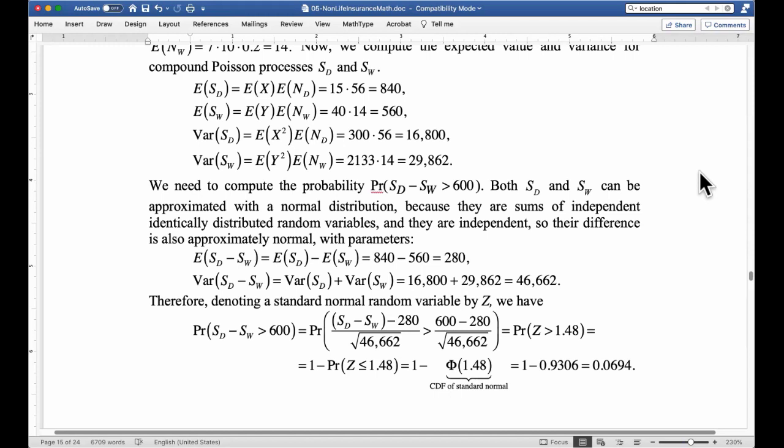And this becomes the probability that Z is more than 1.48, which is 1 minus the probability that Z is less than or equal to 1.48. So 1 minus Phi, which is the cumulative distribution function of a standard normal random variable. And now this number, you can look it up in the table or use Excel to calculate it, or a calculator if you have a calculator that calculates this, and that's approximately 0.9306. So 1 minus 0.9306, and it's equal to 0.0694.